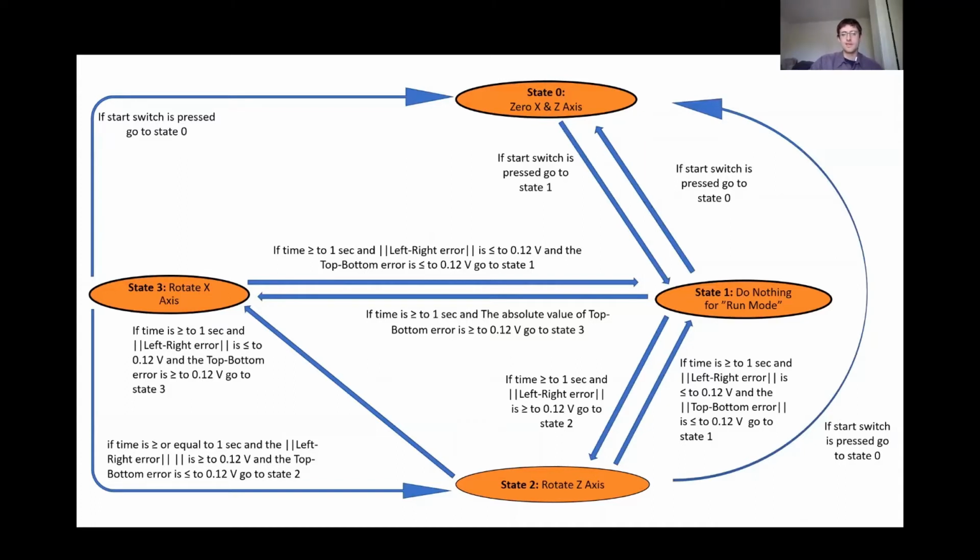First one, if time is greater than or equal to 1 second and there's any discrepancy within the left-right error that's greater than 0.12 volts, the z-axis needs readjustment, so it'll go to state 2. Second one, if time is greater than or equal to 1 second and there's any discrepancy within the top-bottom error that's greater than 0.12 volts, the x-axis needs to be readjusted, so it'll go to state 3. And lastly, if the switch is pressed, it'll go to state 0 to zero the axes.